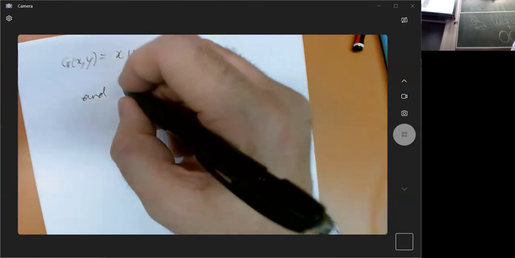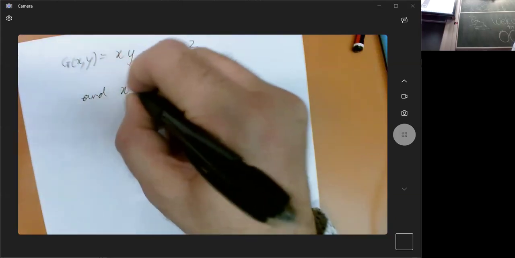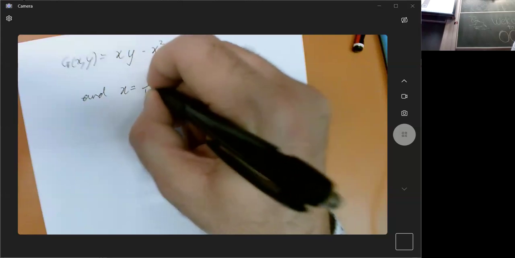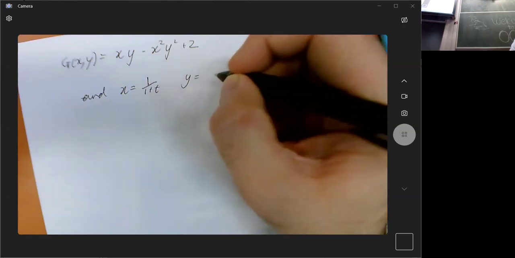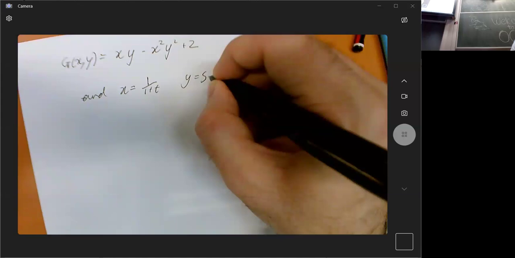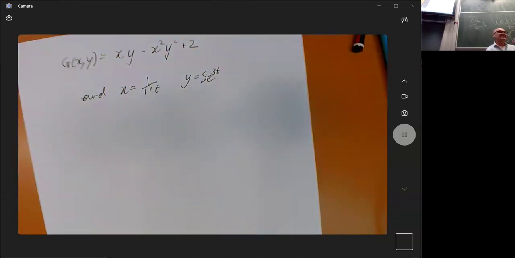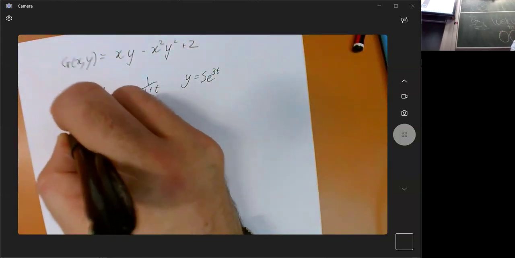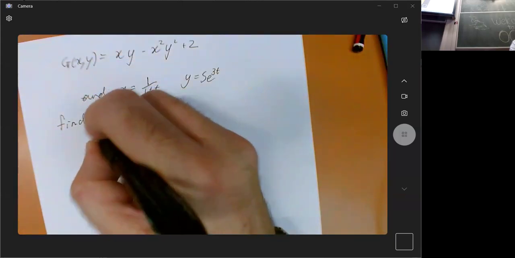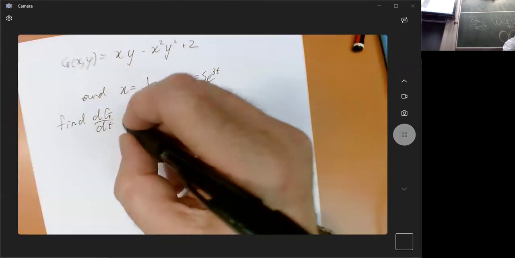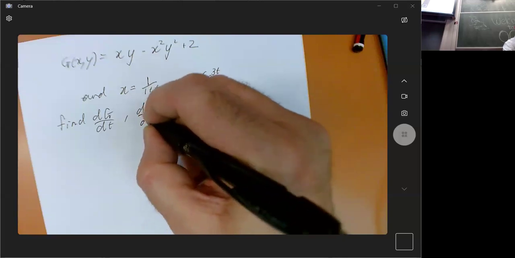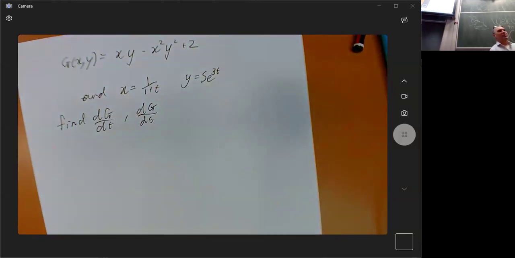What works nicely? I think what we're going to do is x is equal to 1 on 1 plus t, and y is equal to... I'm going to do that. Okay. Are we ready for this? All right. So I've done this so that I can go find dg dt, but also dg ds.